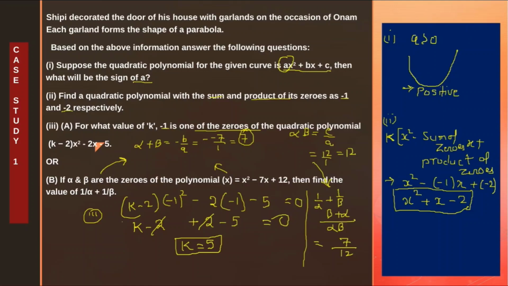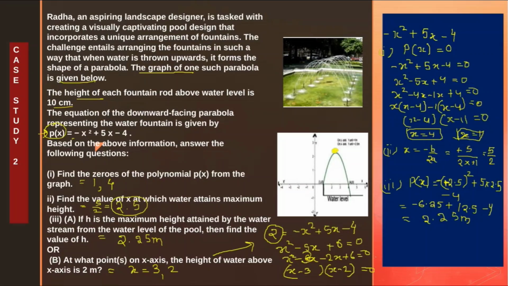We're looking at a water fountain shaped like a downward-facing parabola, with its height described by the equation p of x equals -x squared plus 5x minus 4. Our goal is to find where the water reaches its maximum height, that is, the value of x at the peak. Then, we'll calculate that maximum height itself.